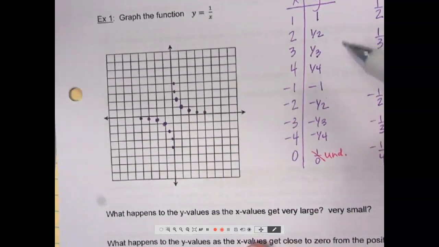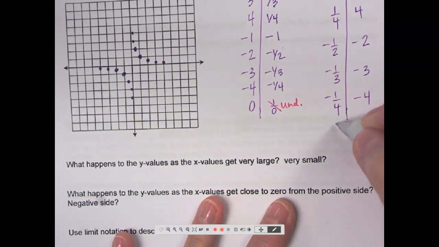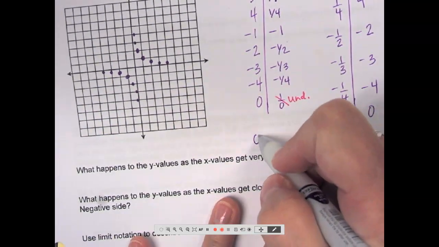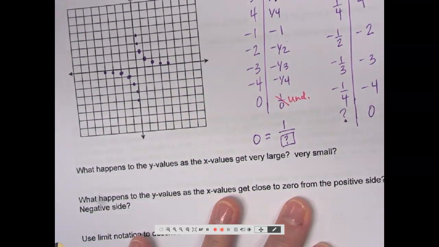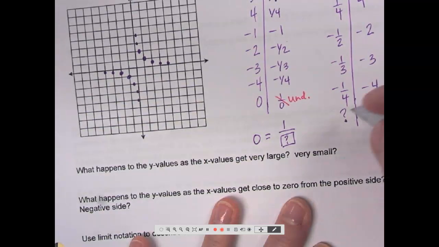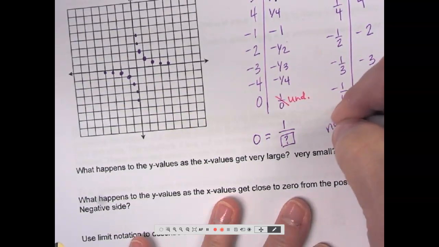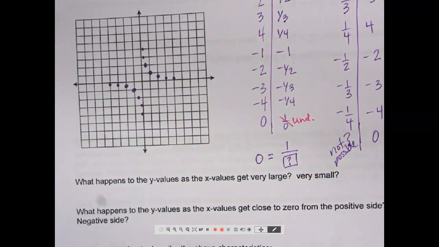Okay, so we already said that we can't use x equals 0. Is there anything that I could put here and get 0 for y? Can I figure out 0 equals 1 divided by something? No, because there's nothing that I can multiply by 0 to get 1. Right, so this is not possible either. All right, so I have a situation where I can't use x equals 0, and it's not possible to get a y of 0.